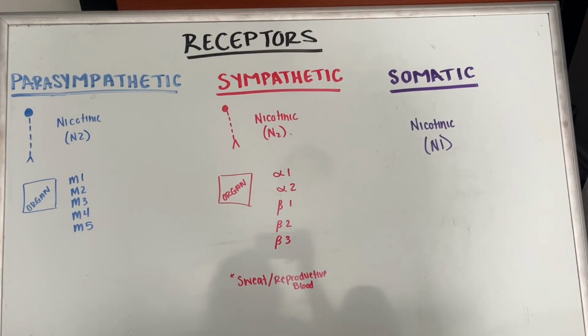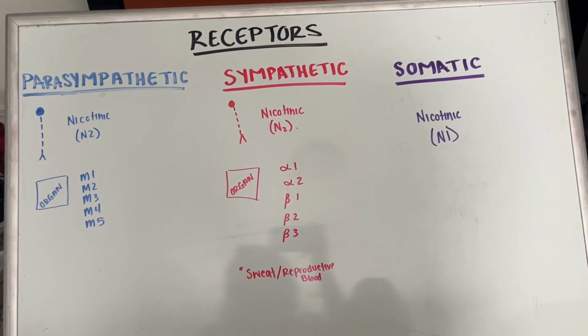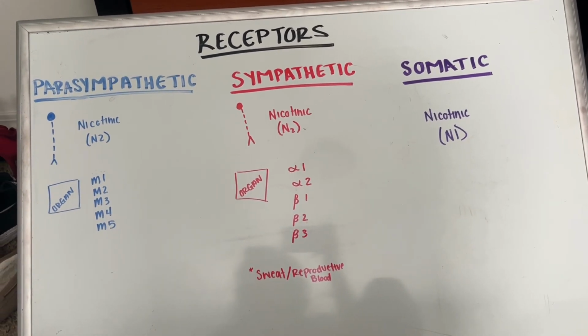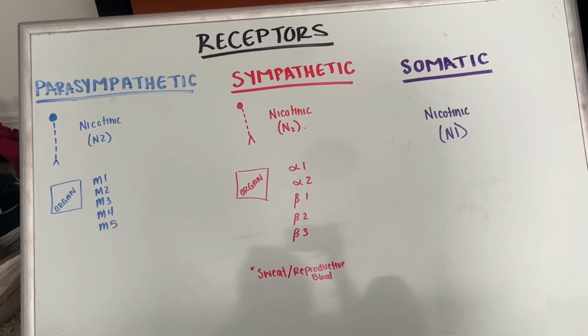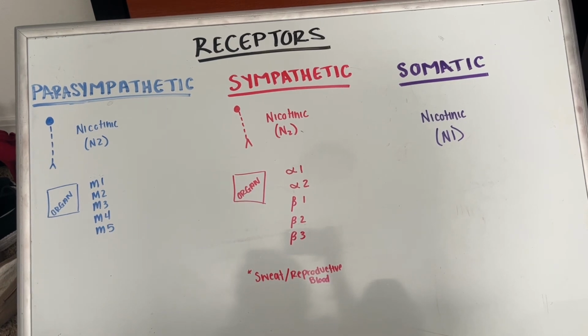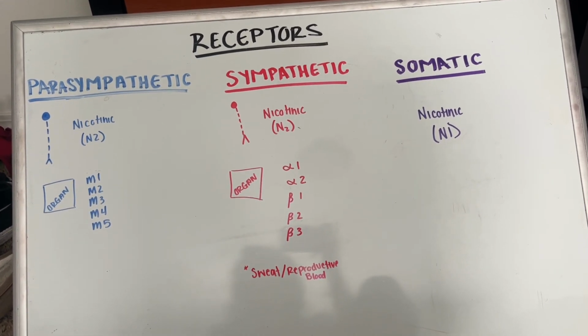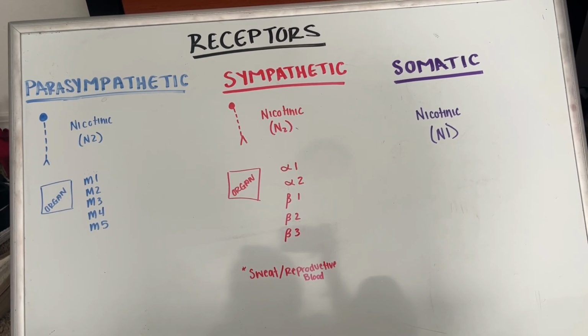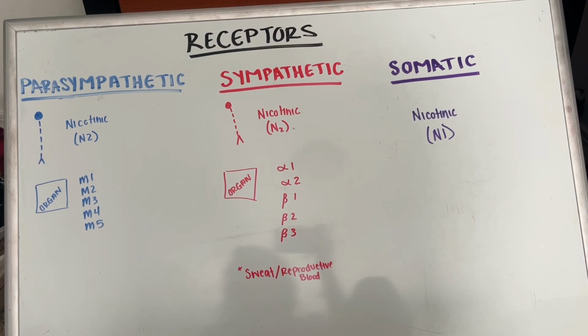And the next thing we're going to look between are the different receptors. In our parasympathetic division, our postganglionic neurons have nicotinic receptors, N2, which are cholinergic receptors that bind to acetylcholine that are released by our preganglionic neurons. Our effector organs have muscarinic cholinergic receptors, M1 through 5, that bind acetylcholine released by our postganglionic neurons.